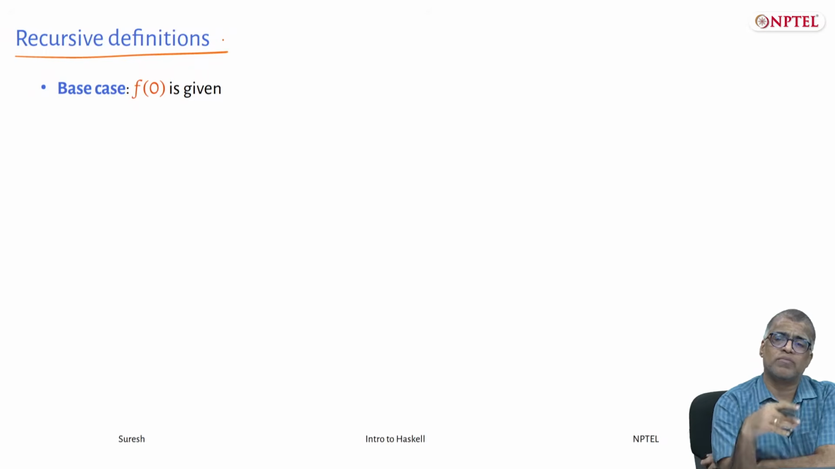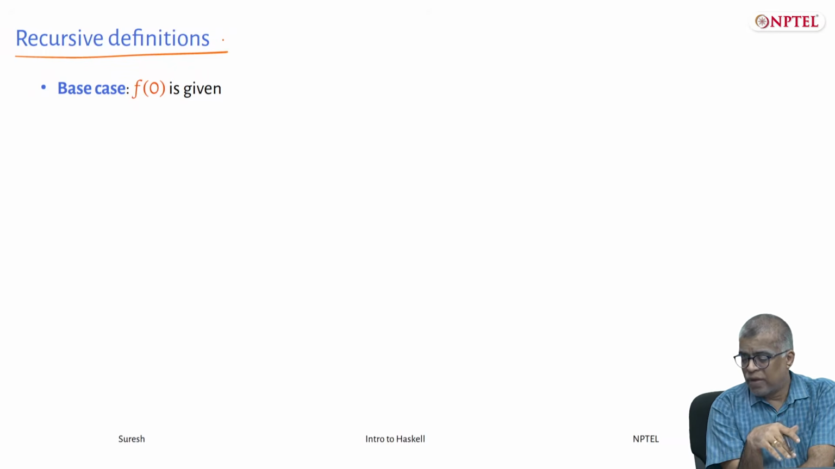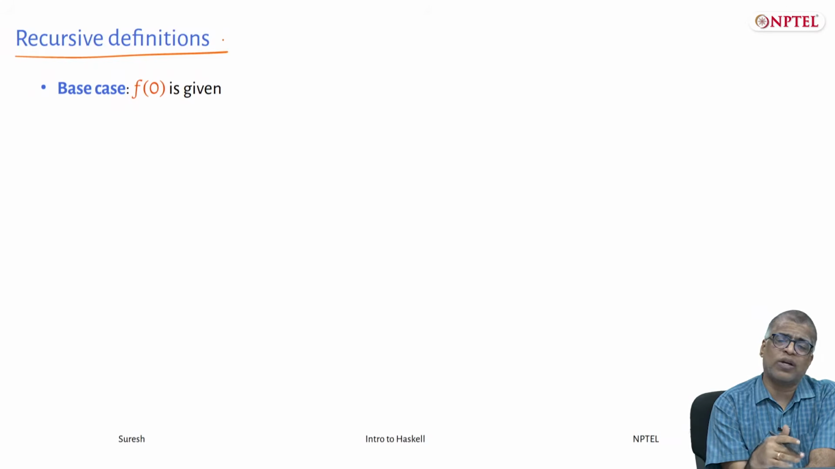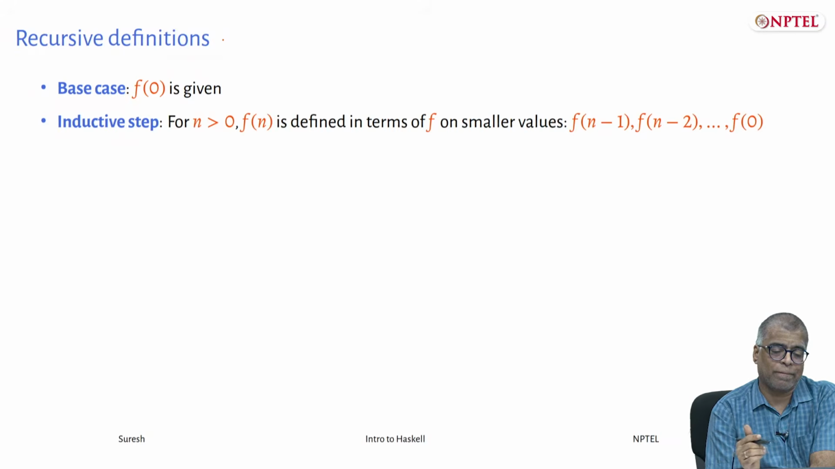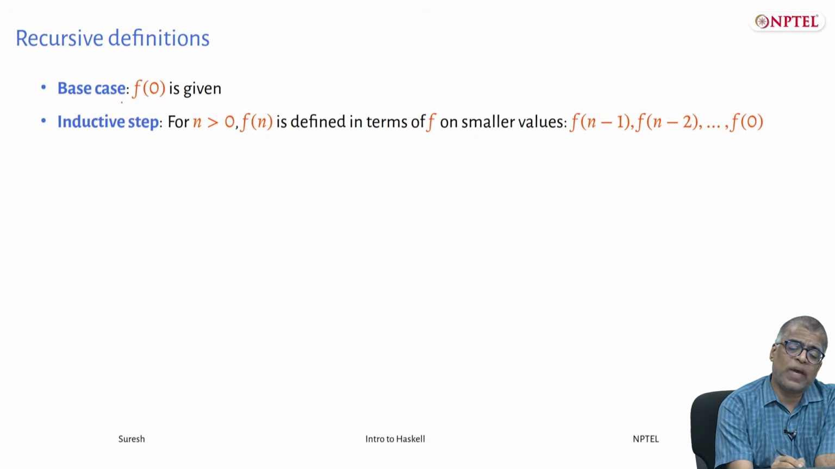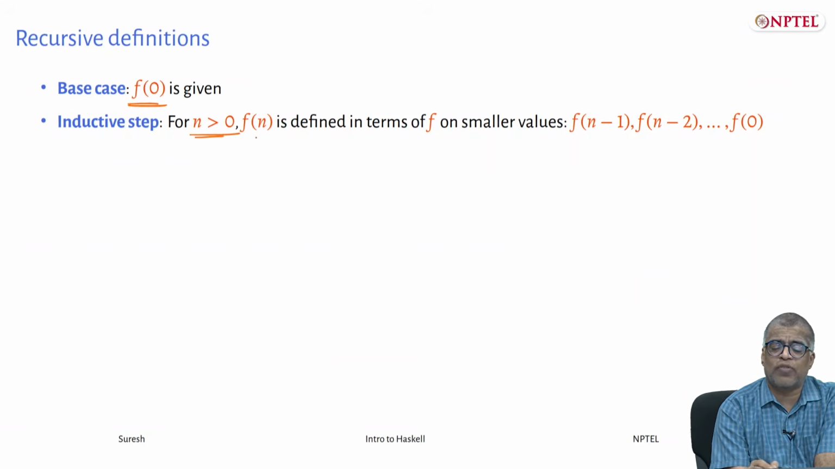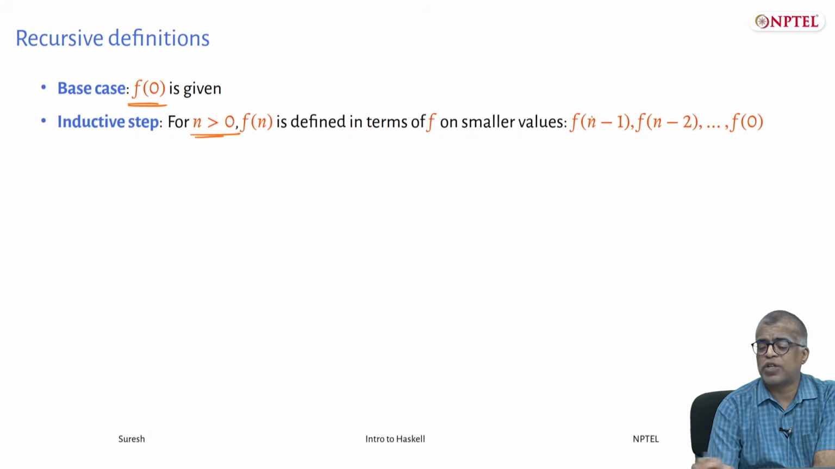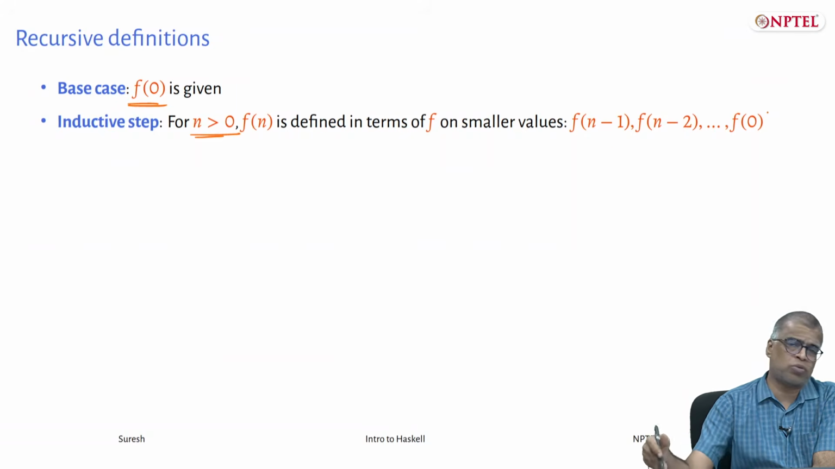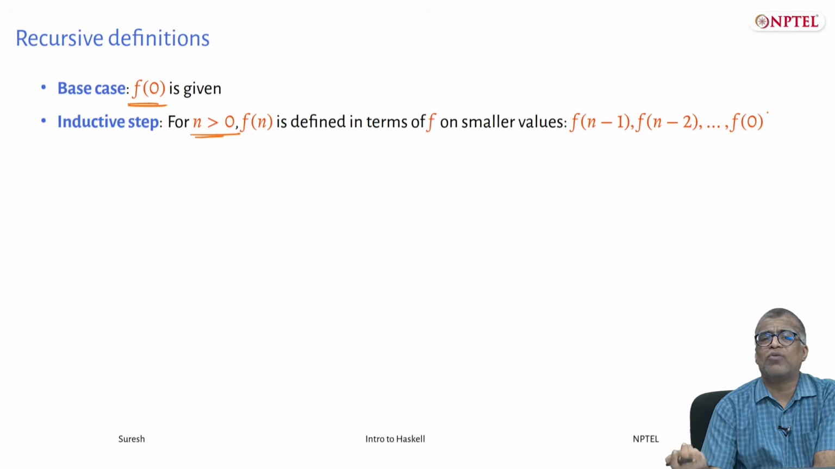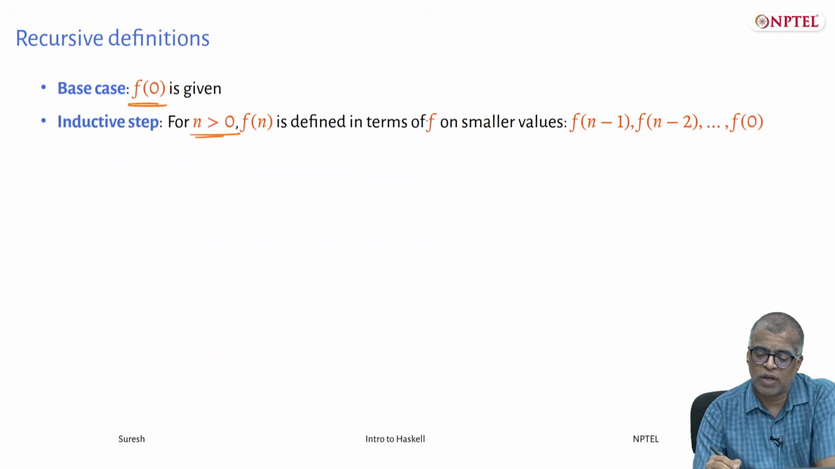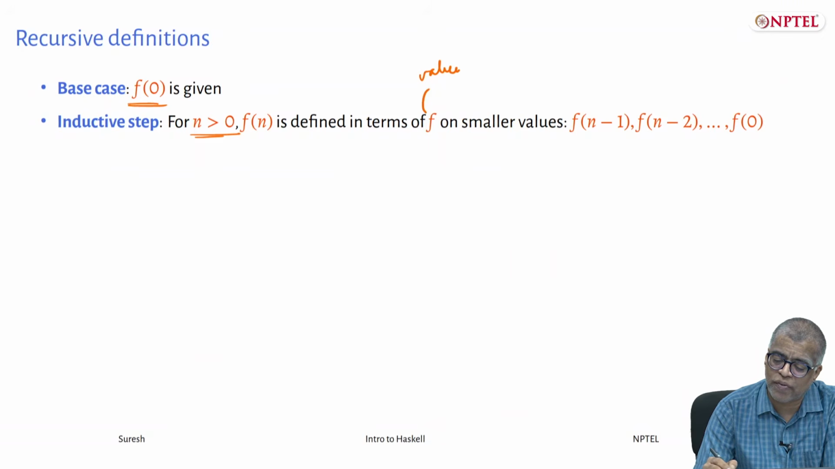We'll quickly look at some recursive definitions for factorial, and we'll refresh this again in the next lecture. In general, you have a base case for the function f: f of 0 is given. For n greater than 0, f of n is defined in terms of f on smaller values, f of n minus 1, f of n minus 2, all the way down to f of 0. You could use any of these values, in terms of values of f on smaller arguments.